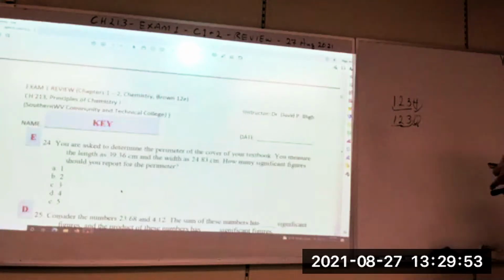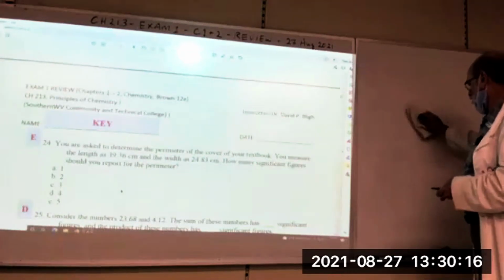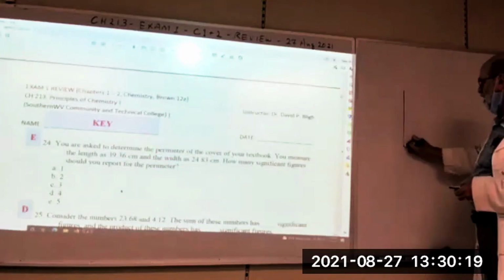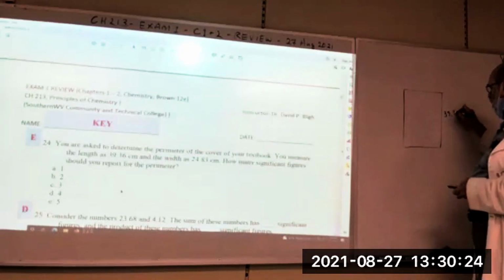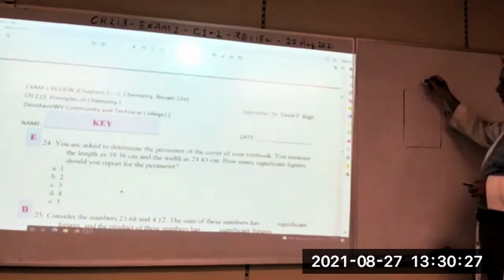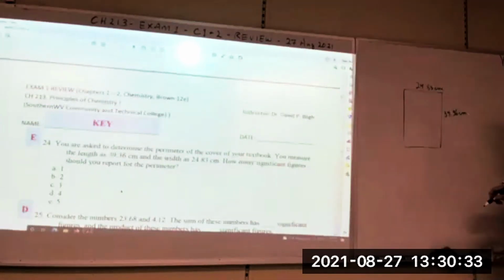Oh, this is a good one. If you measure your notebook or your textbook and you find it to be 39.36 centimeters length and 24.83 centimeters width, how many significant figures can you report for the perimeter? So this type of problem, I like to draw pictures. So if we draw a picture of our textbook, and this one is 39.36 centimeters, and this one is 24.83 centimeters. Then what kind of problem is this?